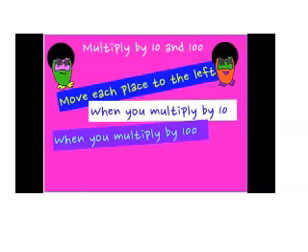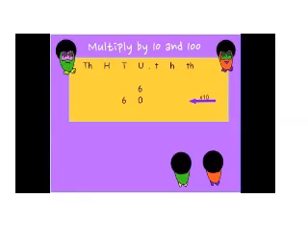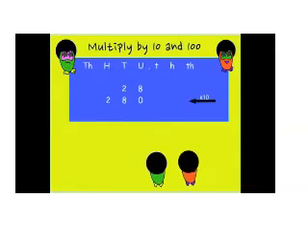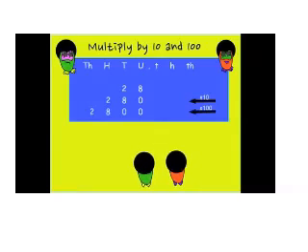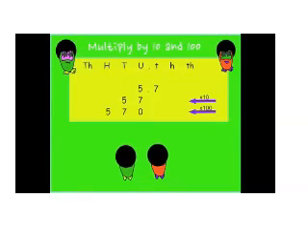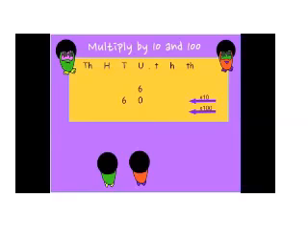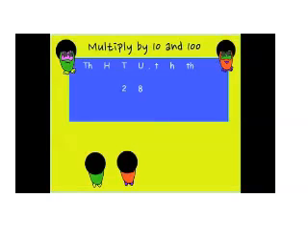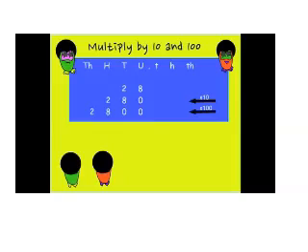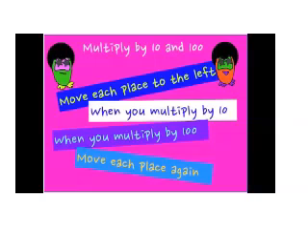When you multiply by 10, when you multiply by 100, move each place to the left.